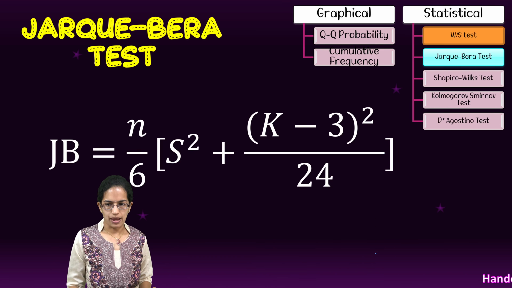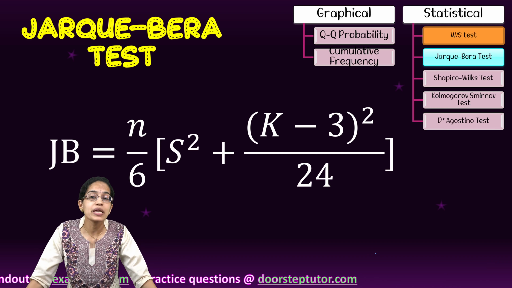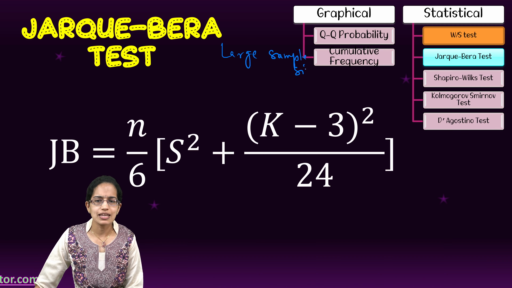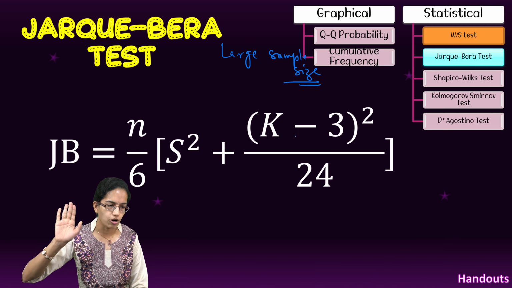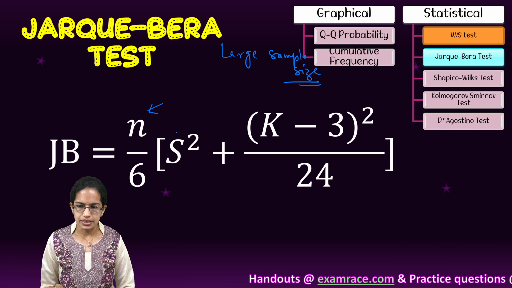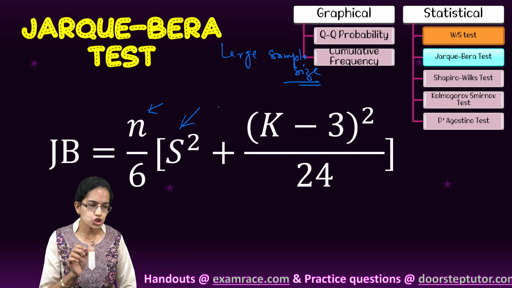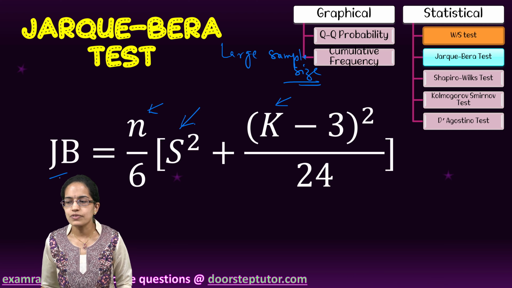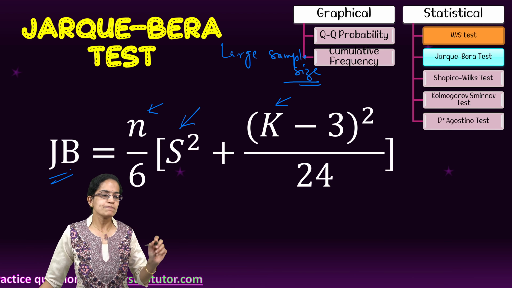The next important test is the Jarque-Bera test. When we talk about the Jarque-Bera test, it is mainly used for large sample sizes, when my sample size is big enough. If I have smaller samples, this is not a successful way of using it. Now in this formula, N stands for the sample size, S stands for skewness, and K stands for kurtosis, and based on that you have the results for the Jarque-Bera test.